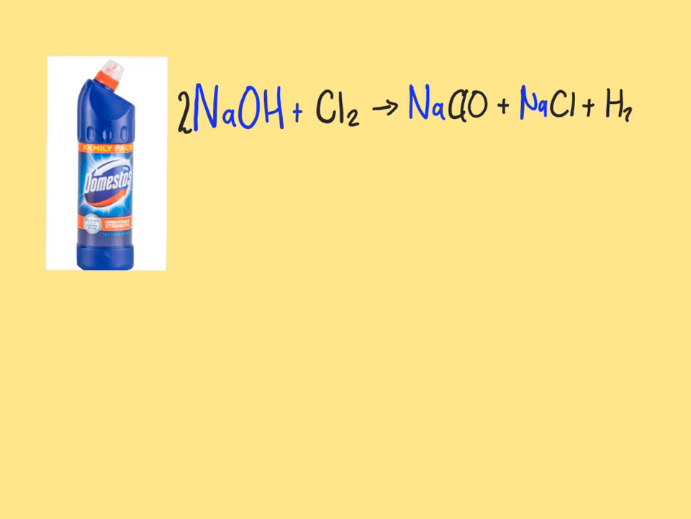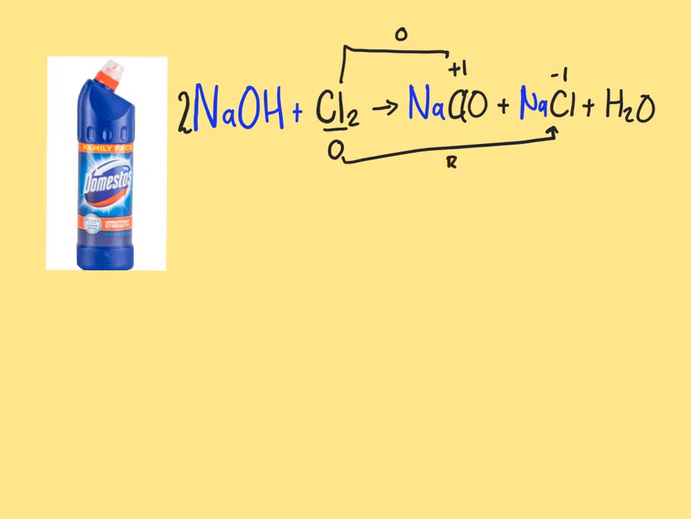form water. Now the chlorine in sodium chlorate has got an oxidation state of +1, and in sodium chloride it's got an oxidation state of -1. The chlorine has been simultaneously oxidized to +1 and reduced to -1, and we call this a disproportionation reaction.